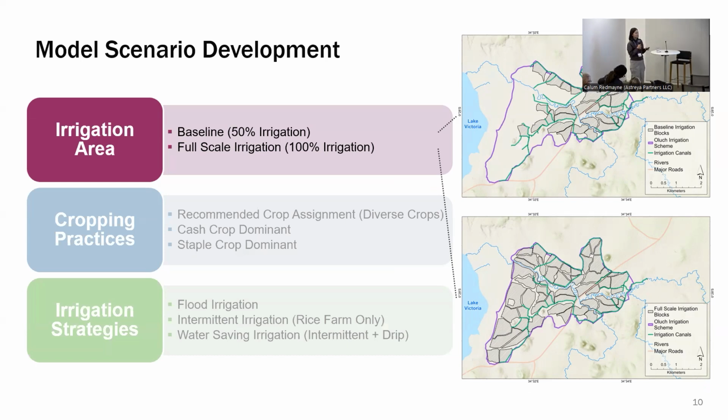irrigated land, which we compare with an ideal scenario where the irrigation infrastructure is maximized. So namely, 100% of the land is irrigated.